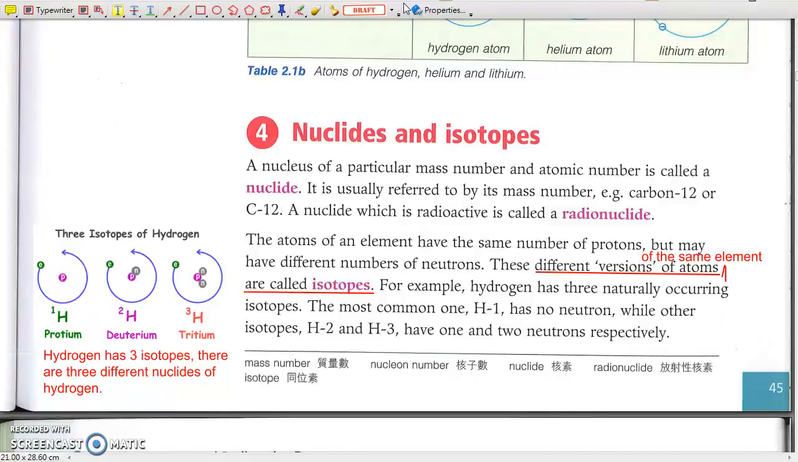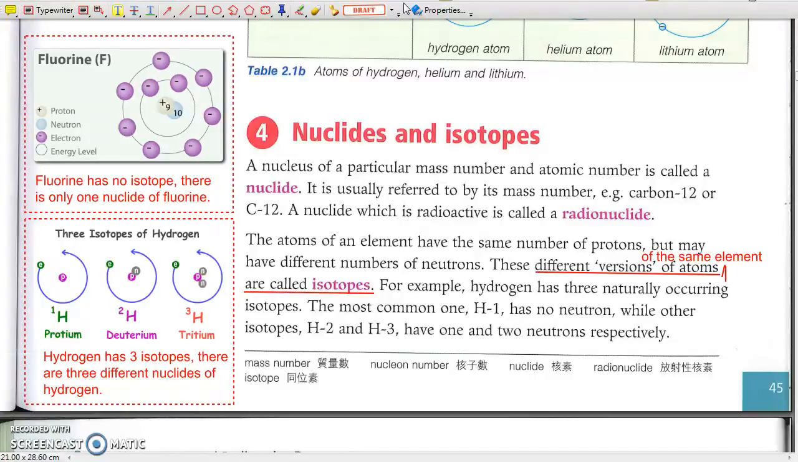The nuclei of different isotopes have different numbers of neutrons. These different versions of nuclei are called nuclides. If the nucleus is radioactive, it is a radionuclide, and the atom is a radioisotope of the element.